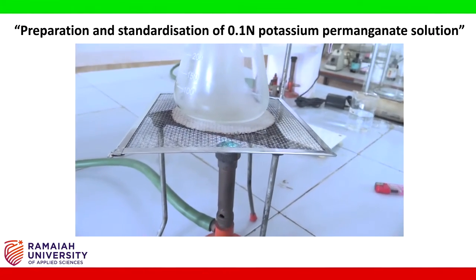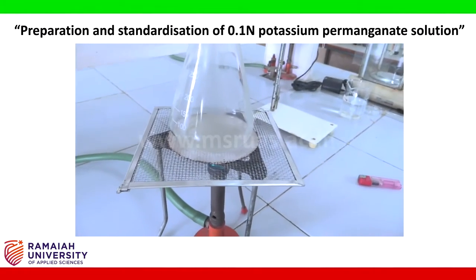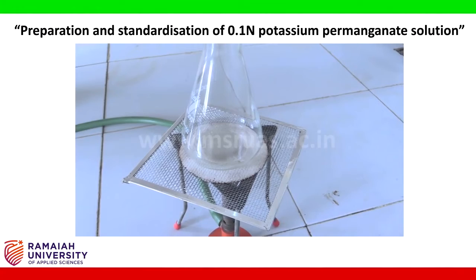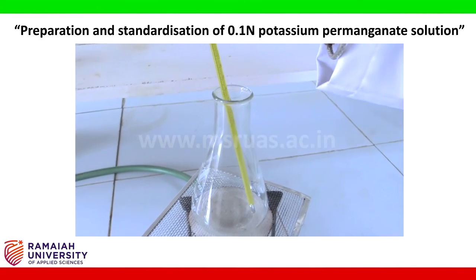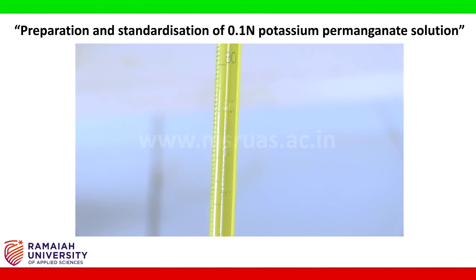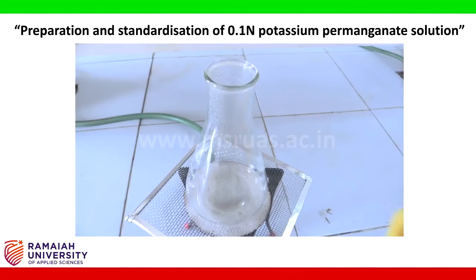Temperature should not exceed 70 degrees centigrade. At that temperature, the solution will get decomposed. Often check the temperature of the solution alone, not the glass. As the temperature reaches 60 to 70 degrees centigrade, we have to switch off the Bunsen burner, then titrate against the potassium permanganate solution.